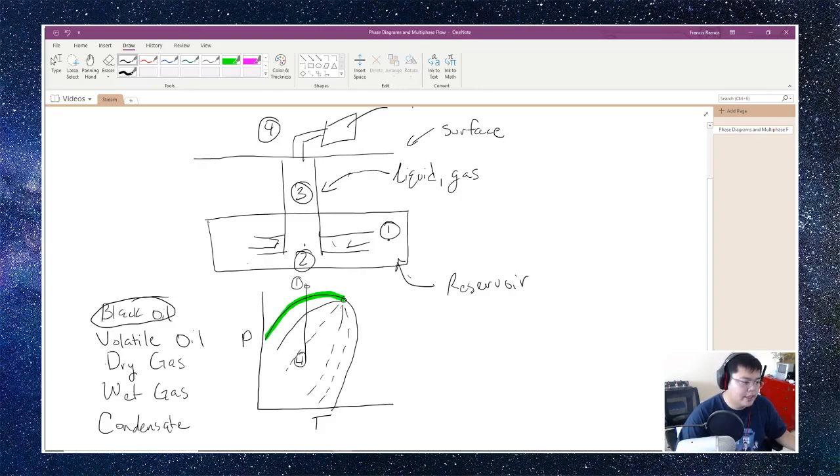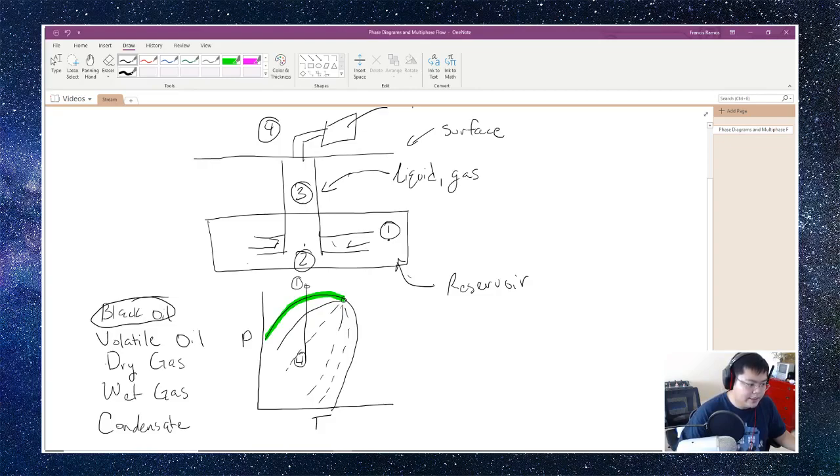I'll just extend this line, I guess. We have liquid, we have gas in number 3. And then the pressure decreases until at number 4, when we're already here at the separator, we have both a liquid and a gas. Simple enough.